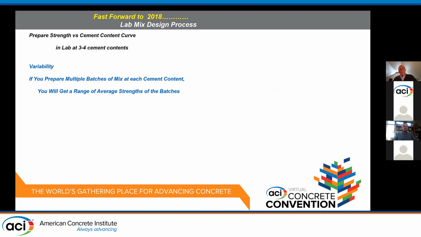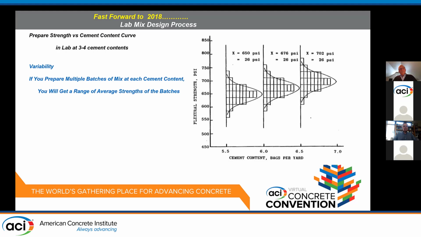So if I go back and think about what's really going on here, if I were to go back to the lab and put up multiple batches at multiple cement contents, I might get some things that look like this. They won't be exact because none of this fits the exact normal distribution, but you can see that on average, I may get an increase in strength with increased cement, which is what people expect, up to some point where I max out the mix.